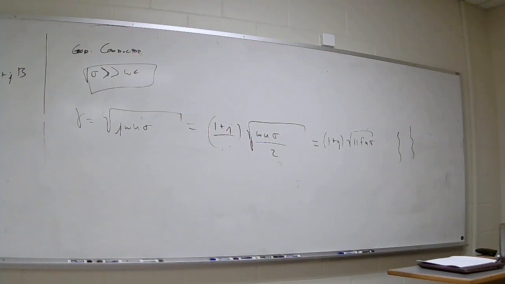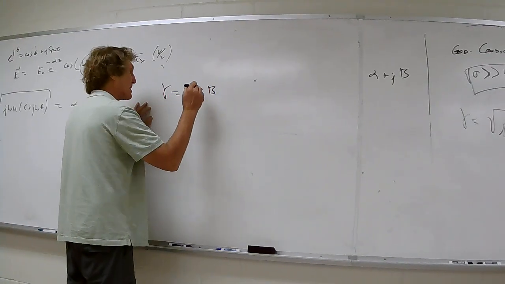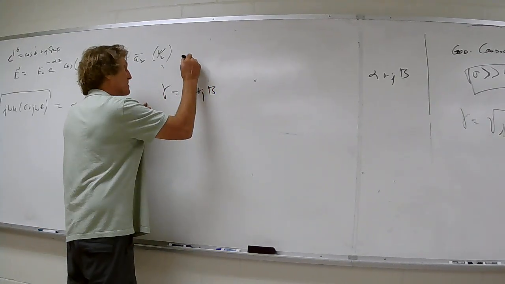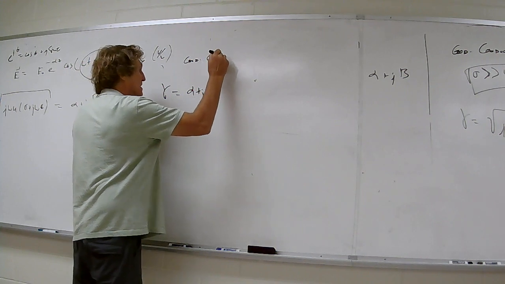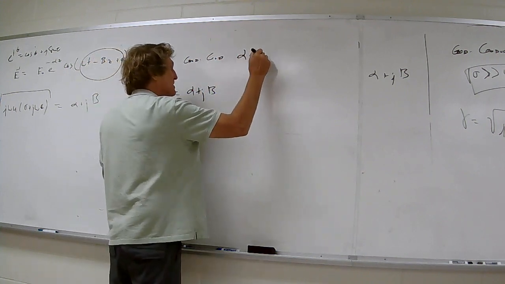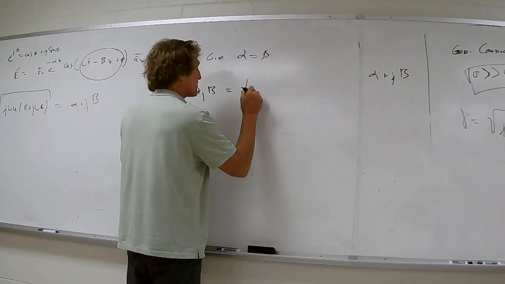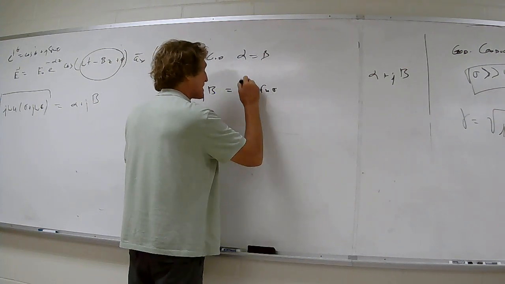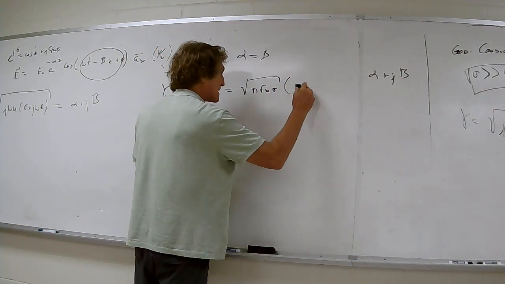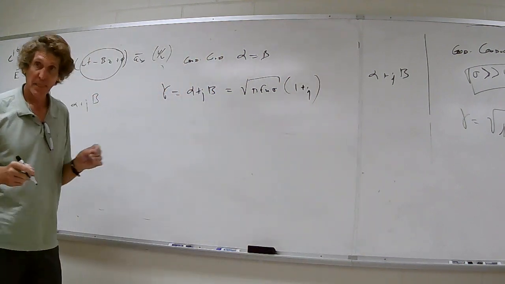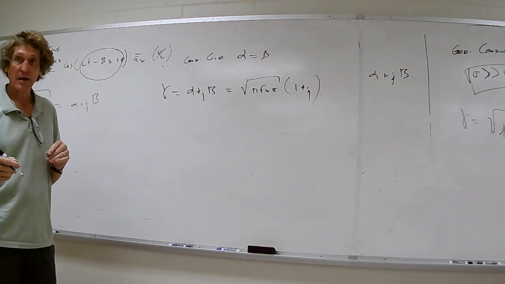All right. What does that mean? It means my propagation constant, which is alpha plus j beta, if it is a good conductor, alpha is equal to beta, and it's also equal to the square root of pi f mu sigma times 1 plus j. Y'all follow me? You said it's a good conductor, alpha equals beta?